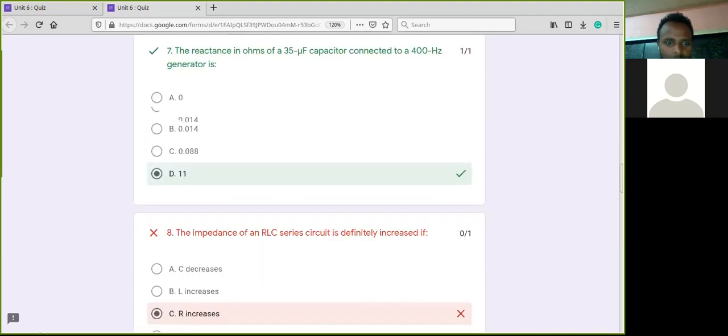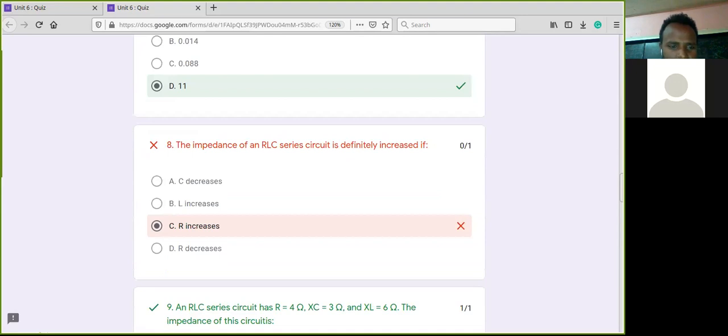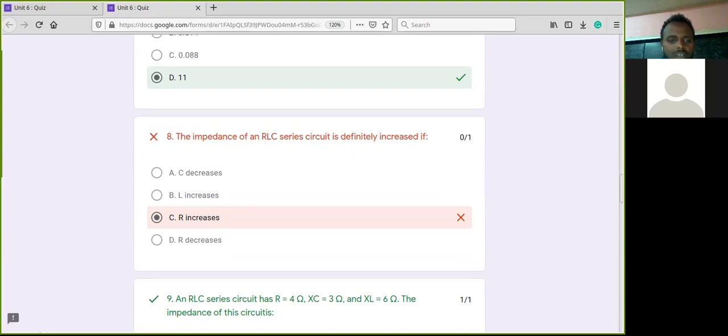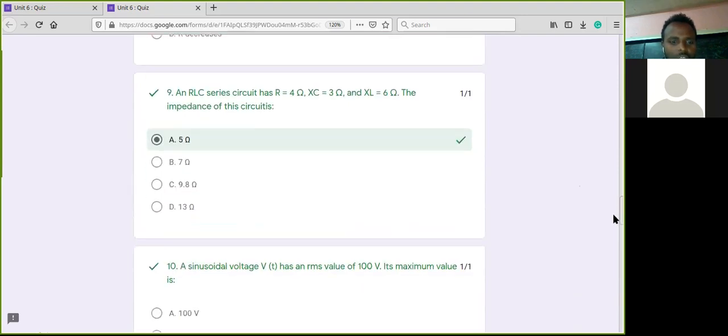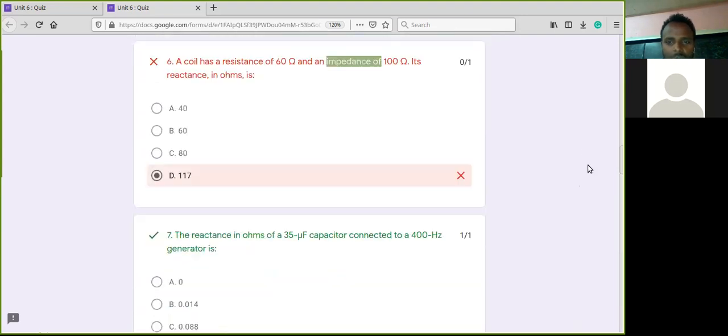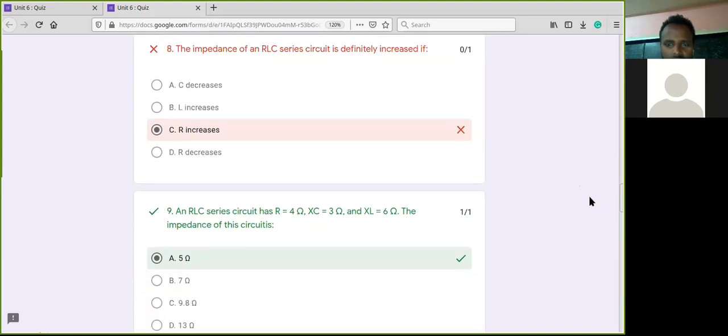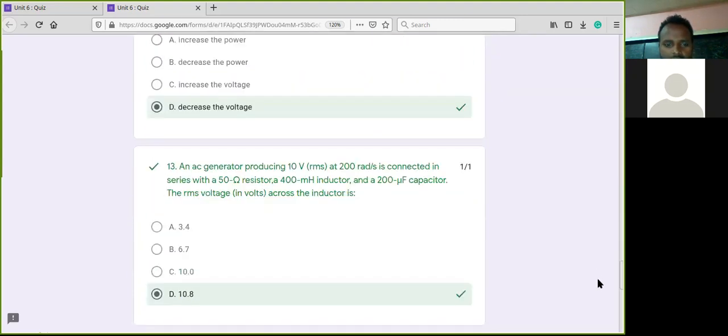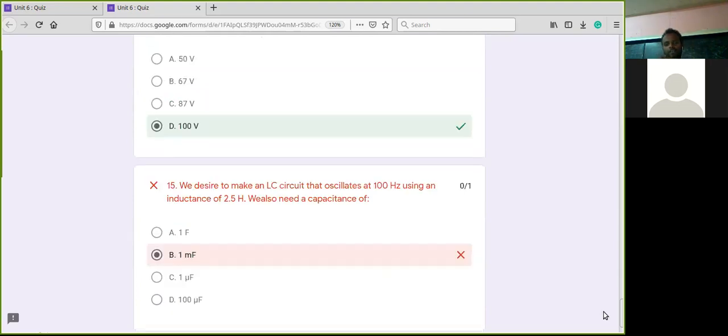Let's see another one. The impedance, this is wrong. The answer is correct, yes? But the answer is R increase. Our answer is correct. So we got 13. So let's see another wrong option. This is for the impedance. The last one. Have you done it correctly?